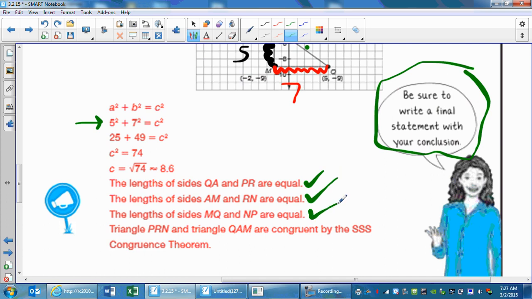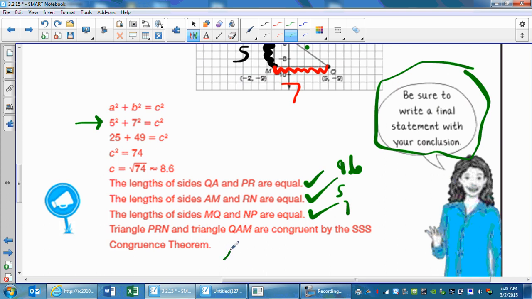And then we need MQ equals NP. And that was the side that was 7. So we had the 8.6 side. Please write all this down. The 5 side and the 7 side. And if we say this, each side corresponds with the side-side-side congruence theorem, we can say triangle PRN and triangle QAM are congruent.